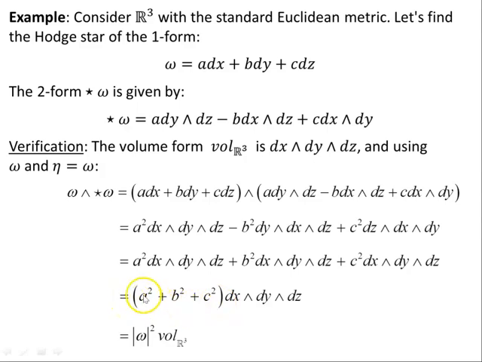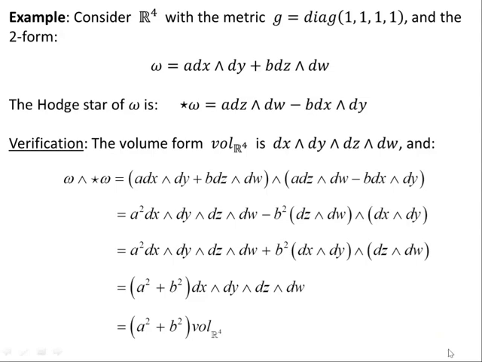And factorizing the scalars, taking out the common volume form, leaves us with a squared plus b squared plus c squared, times dx wedge dy wedge dz. We can see that's the modulus of omega, the inner product of omega with itself, squared, times the volume form in R3. All right, first step there. So what we're showing is that omega wedged with its Hodge star gives the modulus of omega squared, times the volume form for that space. We've seen that rule in a previous video.